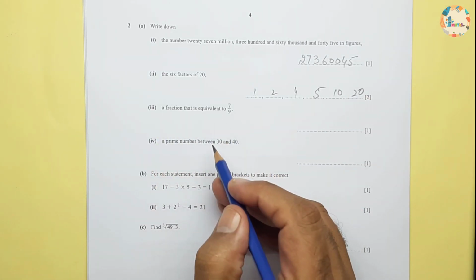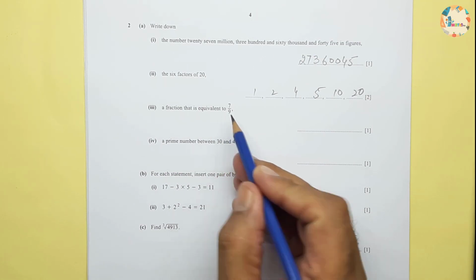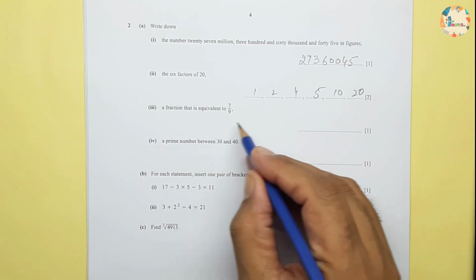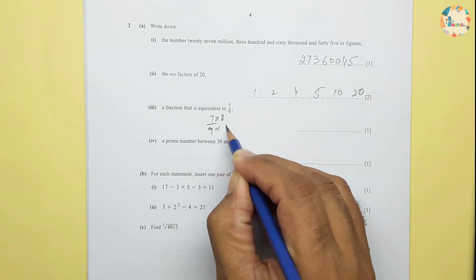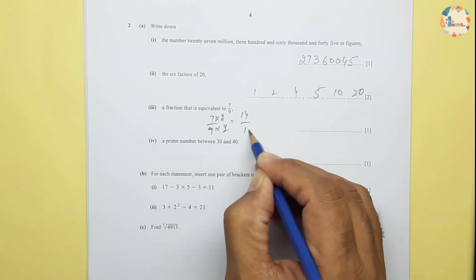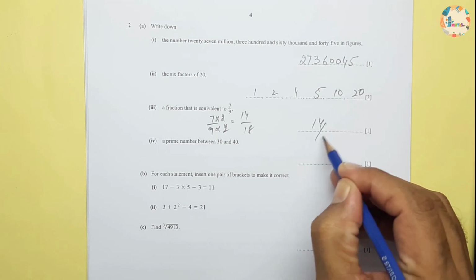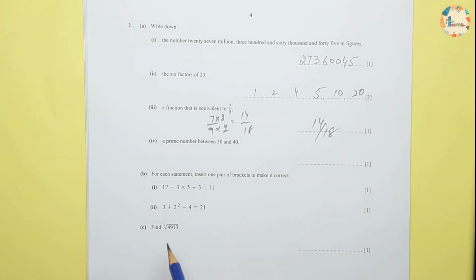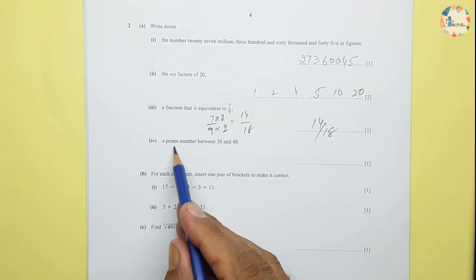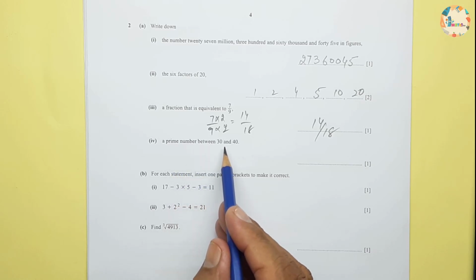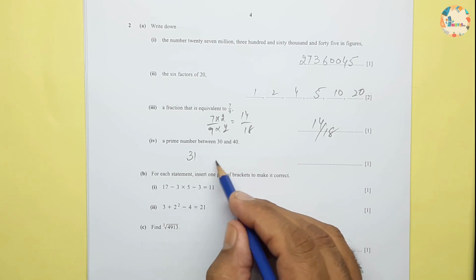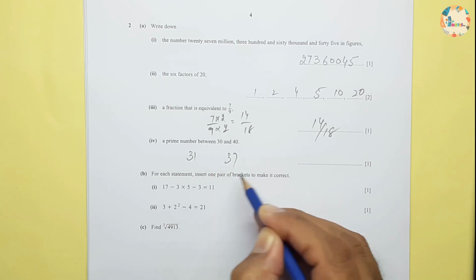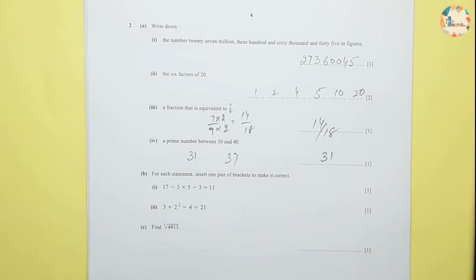Then the fraction that is equivalent to this one, we can write any fraction. We'll multiply both, for example 7 and 9 by 2, and we will get 14 over 18, and this will be our answer, 14 over 18. You can write any other fraction as well. Prime number between 30 and 40. So 31 can be the answer, or even you can write 37 as the answer. I will write 31.